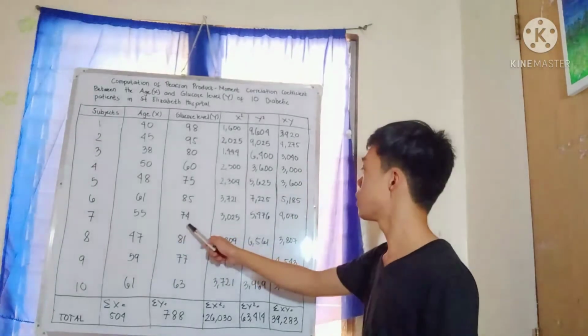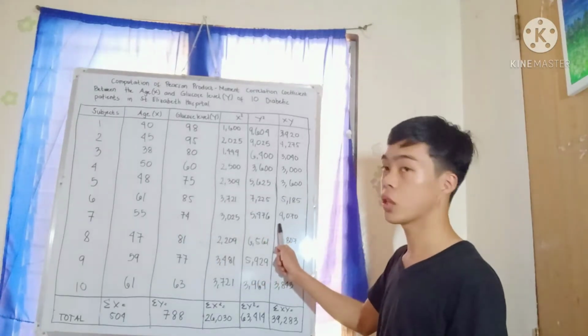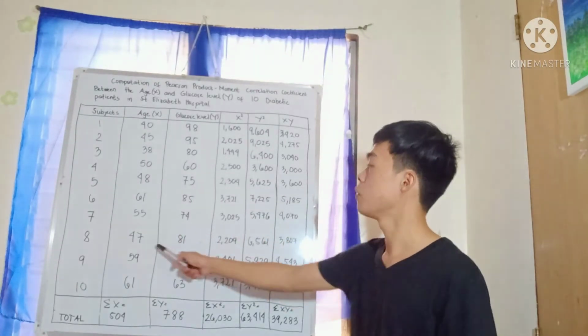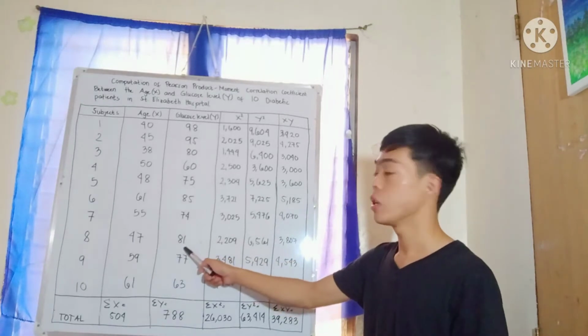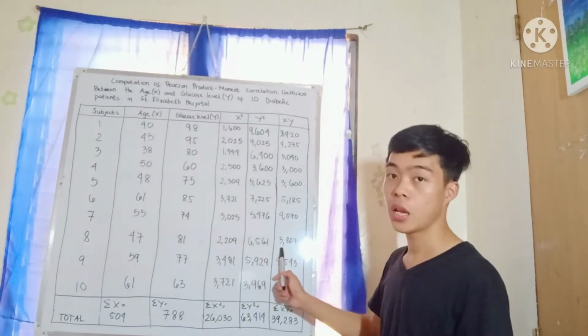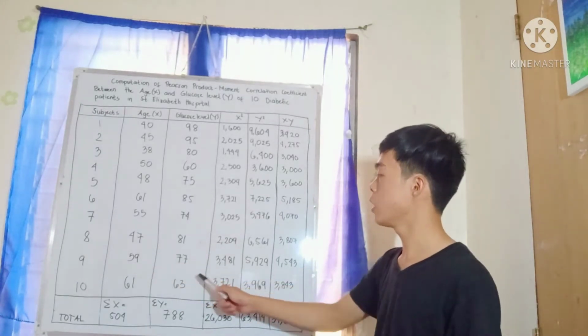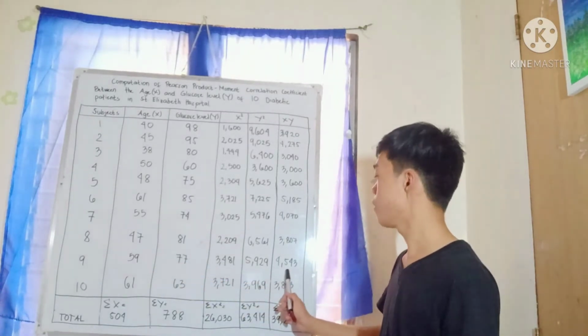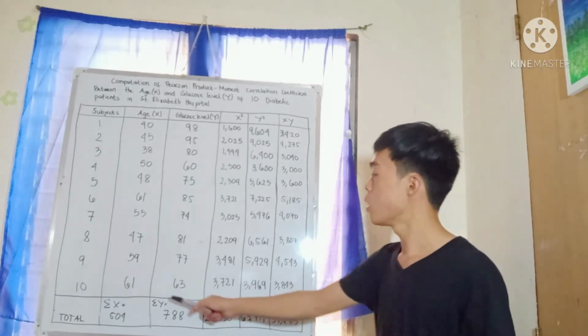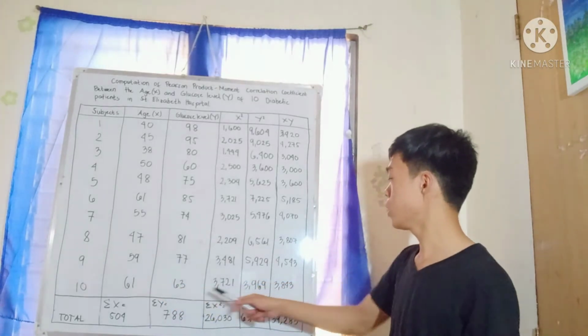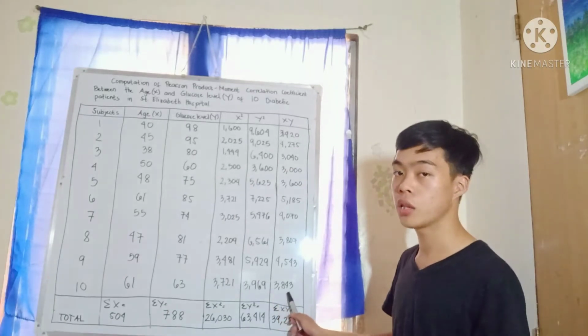55 times 74 is equal to 4,070. 47 times 81 is equal to 3,807. 59 times 77 is equal to 4,543. 61 times 63 is equal to 3,843.